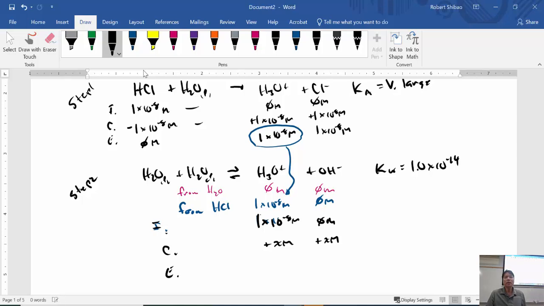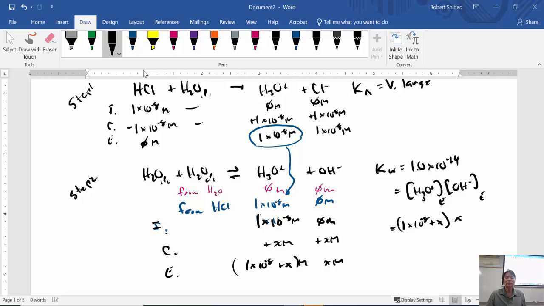And so then at equilibrium, I should have 1 times 10 to the minus 8 plus X molar hydronium, and then X molar hydroxide. And so Kw is equal to the equilibrium hydronium concentration times the equilibrium hydroxide concentration. And so we'll just plug it in here. We're going to have 1 times 10 to the minus 8 plus X times X.